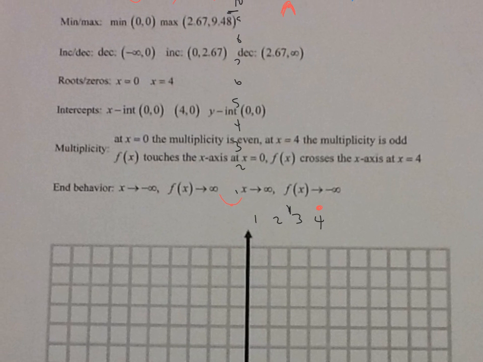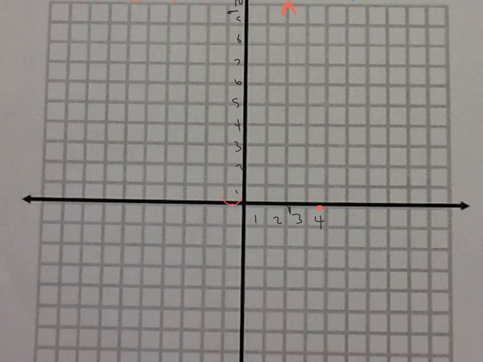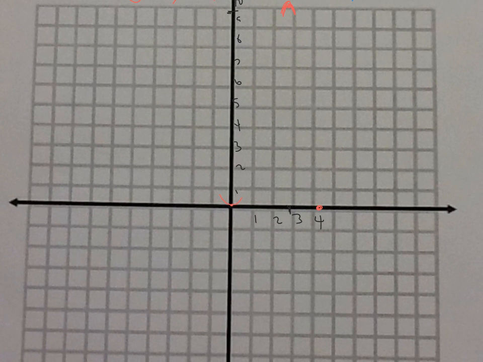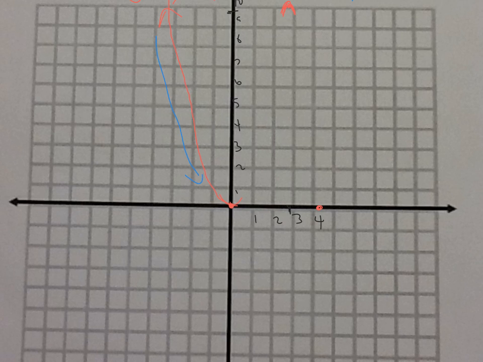All right, now let's take a look at my increasing and decreasing. So I am decreasing from negative infinity to 0. All right, so let's start with that. From negative infinity to 0. Okay, I'm decreasing. That means I have to be coming down to 0. So it's got to be coming from up here someplace. So it's coming down, decreasing. All right, so this is decreasing from negative infinity to 0.